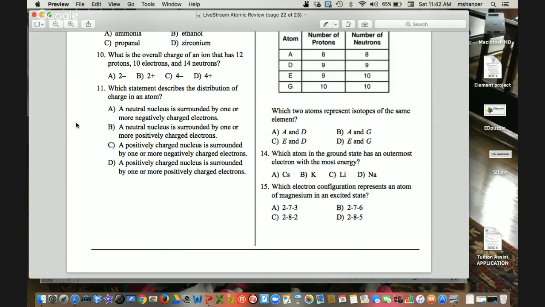When you're going through the multiple choice questions, if you know an answer is definitely not right, just put a line through it. It gives you a little bit more power and confidence as you progress through the exam. So now we're narrowed down to choice C and D. A positively charged nucleus is surrounded by 1 or more negatively charged electrons. That is your correct answer. If we look at choice D, why is it incorrect? Because it's saying a positively charged nucleus is surrounded by 1 or more positively charged electrons, and we know electrons don't have a positive charge.